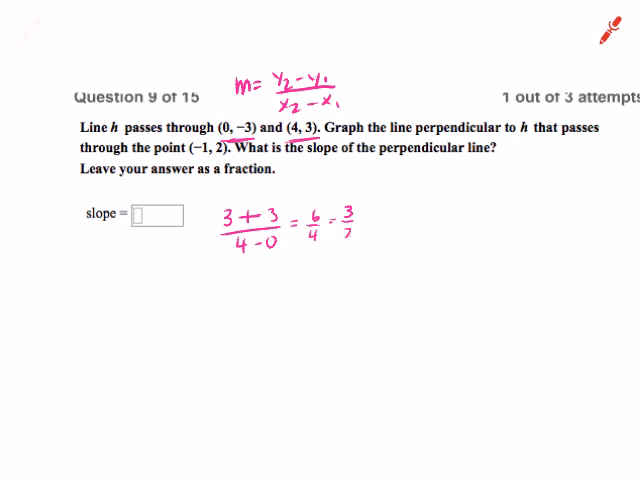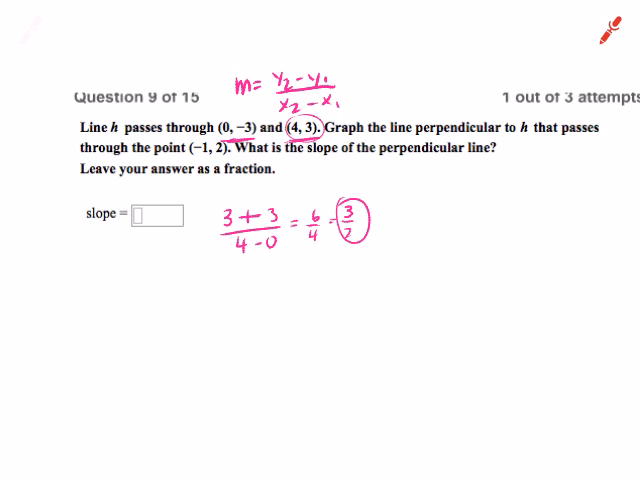So the important thing to remember with this is that 3 and 4 stay together, or 4 and 3. And then same thing with 0 and -3, or -3 and 0 in that case. Okay, so this is the slope of line H.